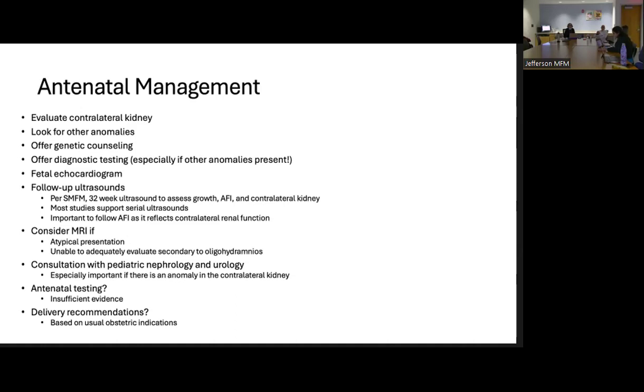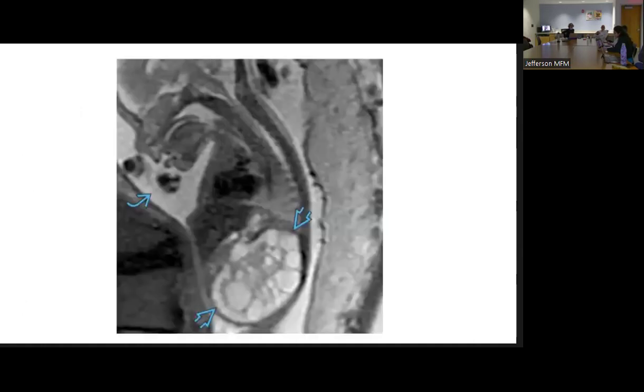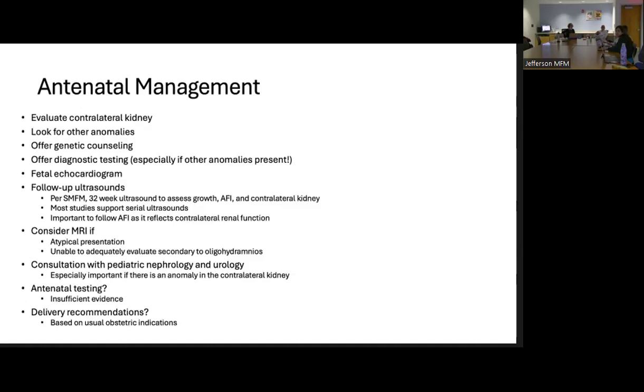And then what about antenatal testing? There's really insufficient evidence for this. And then delivery recommendations just based on usual obstetric indications. So the antenatal testing, honestly, it also depends if you have a genetic etiology.